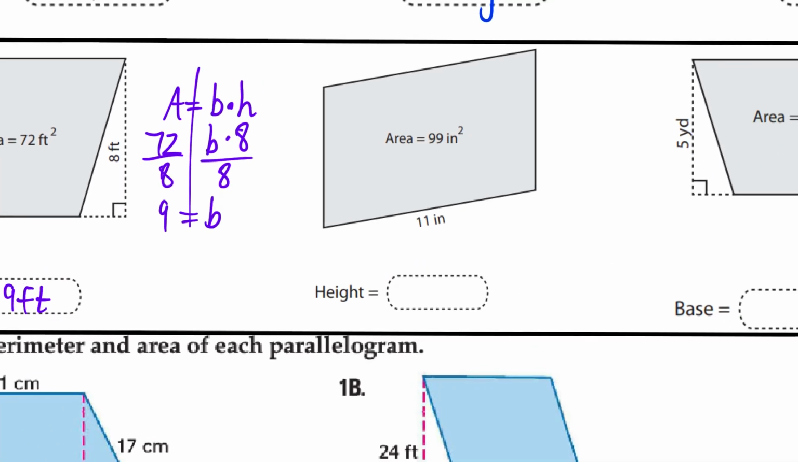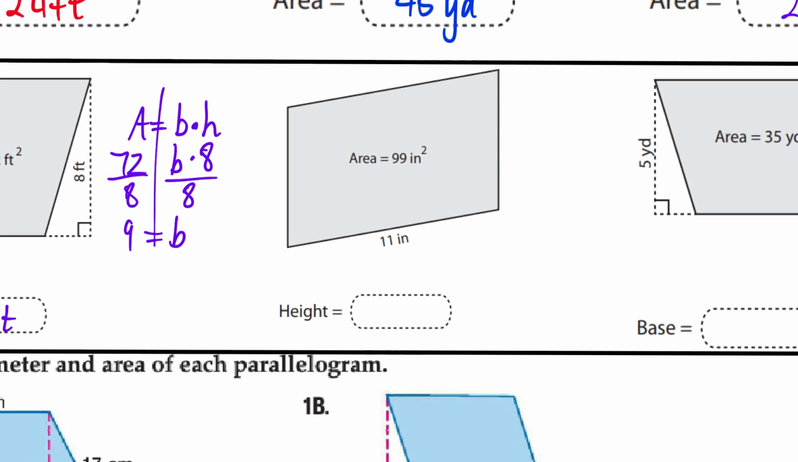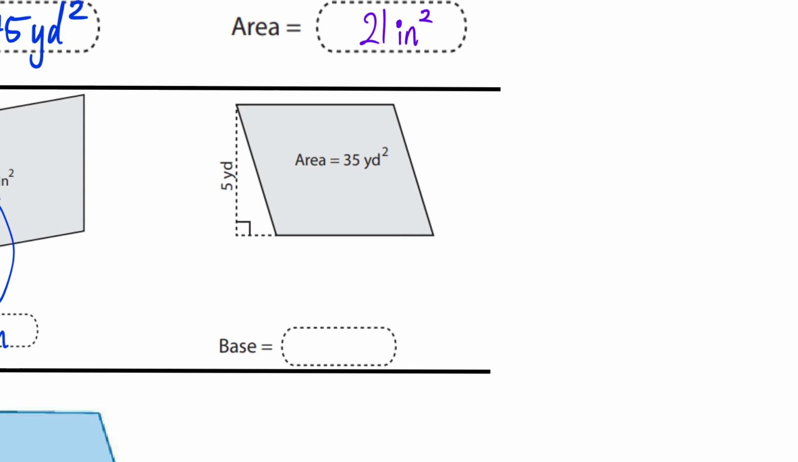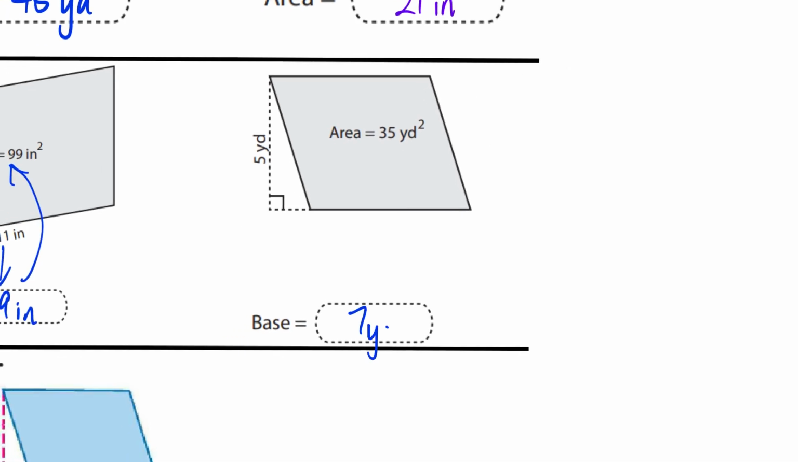On the second one, I know the base is 11. The area is 99. So what does the height have to be? It's got to be 9. 11 times 9 gives you 99. And then on this one, the area is 35. The height is 5. What's the base got to be? It's got to be 7.